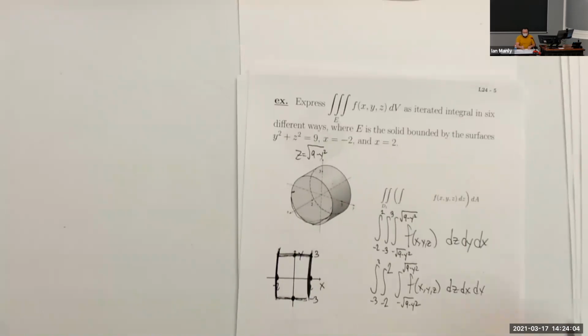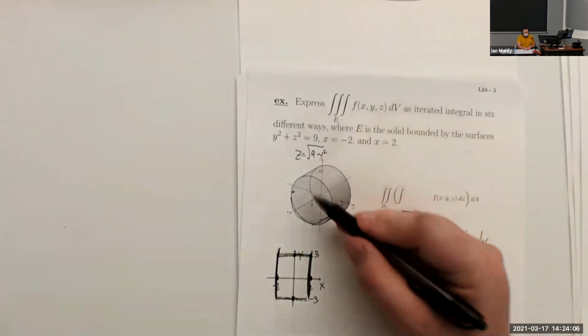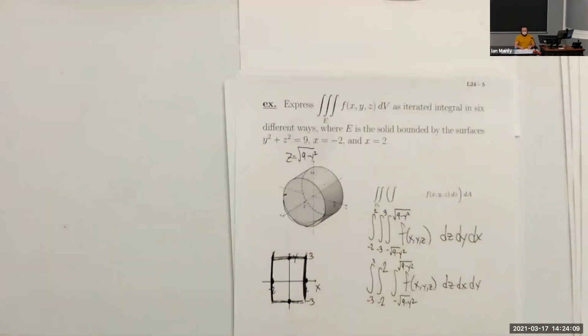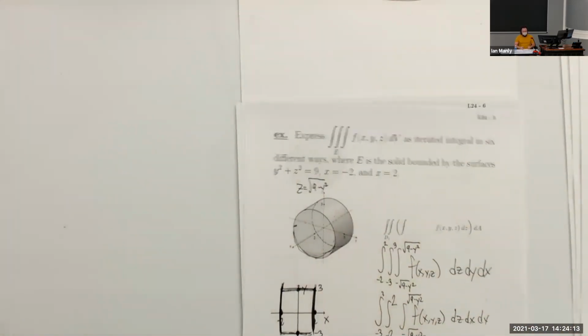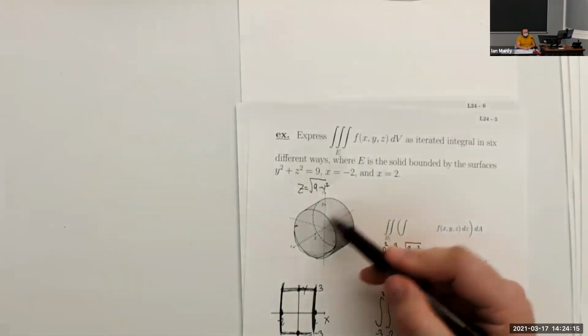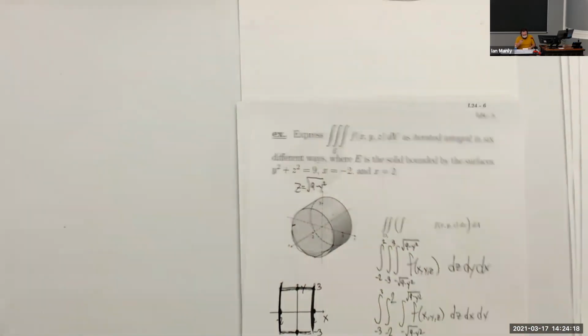Could we use symmetry? We don't know what this function is, so we don't know if it's symmetric at all with respect to this cylinder here. If we were finding the volume of this, then we could use symmetry. Or better yet, we could just use the volume of a cylinder formula. That'd be way better than doing this.